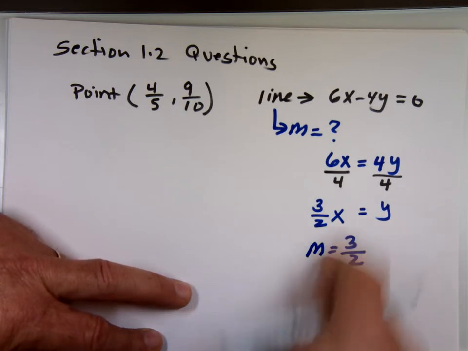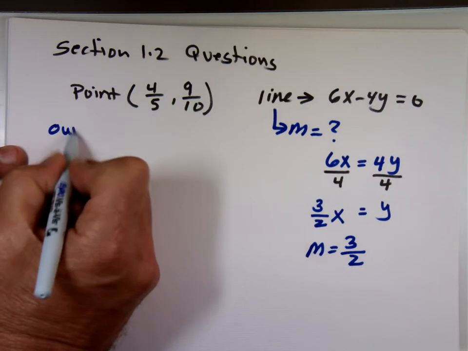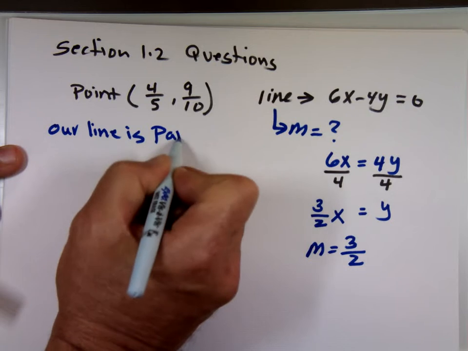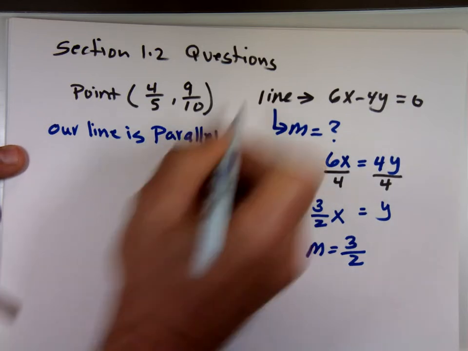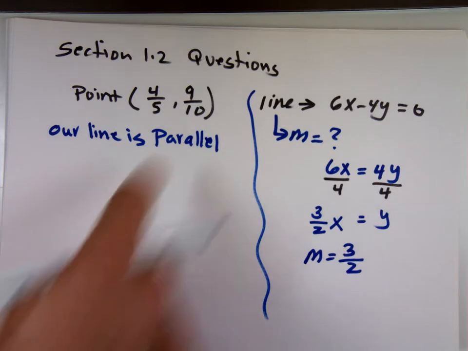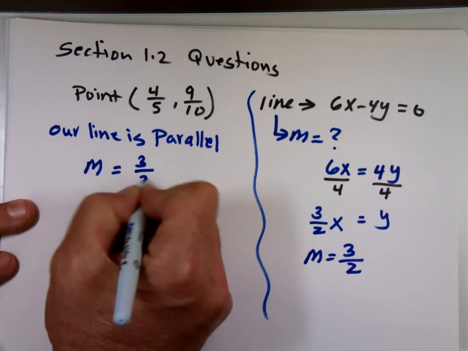But that's the slope for this line. Our line is parallel to this. Parallel means what? They have the same slope. They have the same slope. M equals 3/2.